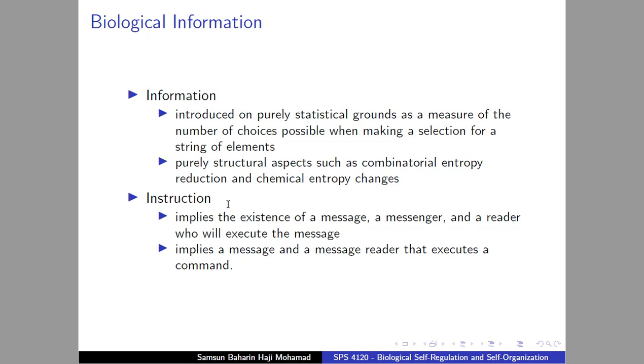So you see that the cell contains information. What are the information that is stored in the cell? Some of the cell, let's say mRNA, messenger ribonucleic acid. Information is introduced on a fully statistical ground as a measure of the number of choices possible when making a selection for a string of elements.